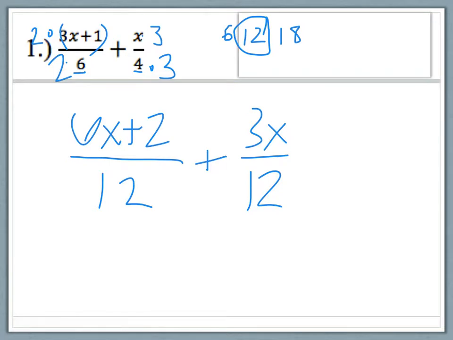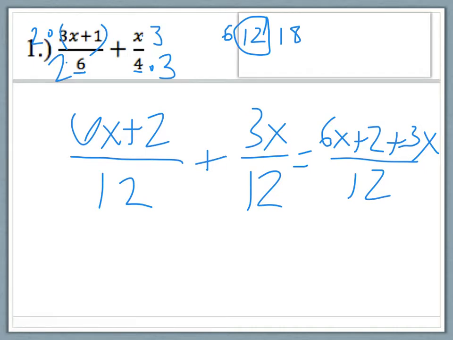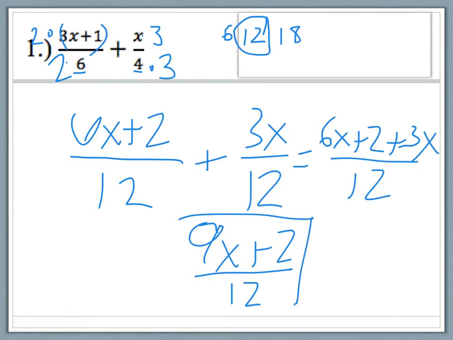So essentially I have 6x plus 2 plus 3x, all over 12. Now we can just combine our like terms. 6x plus 3x is 9x plus 2 all over 12. And the last step is we just have to see if we can simplify it, taking out GCFs and then crossing things off if we can. If I look, 9 and 2, nothing goes into both of those, so I can't cross anything off. We can't cross off the 2 and the 12 because 9x plus 2 is a package deal up there. So that's my final answer.